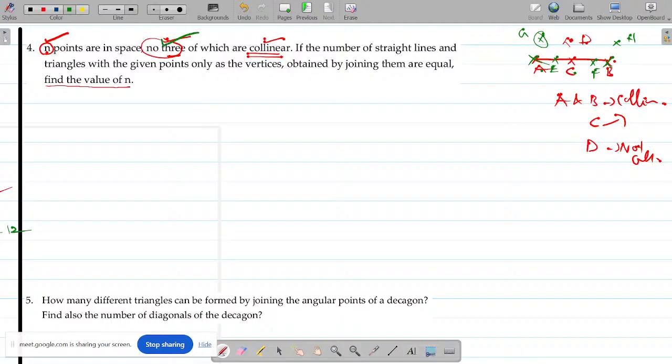How many points are collinear here? No, 3 are not, which means there should be at most 2 points collinear, not more than that. Now the question is we have to find n.